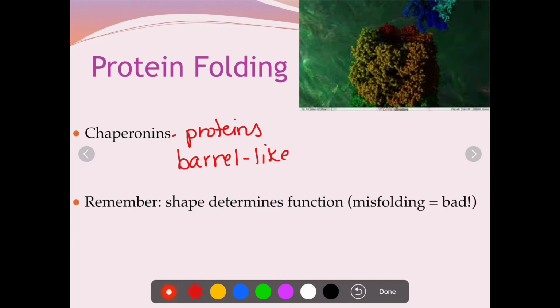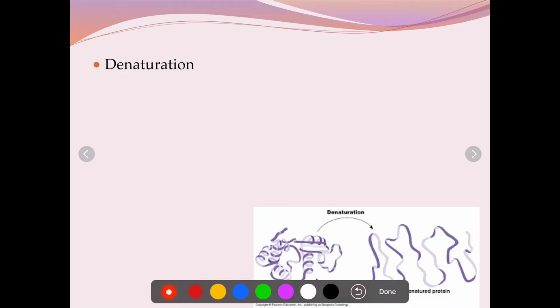And they're very barrel-like. So they basically exclude the outside environment and just let the protein interact with itself in a way that it will fold properly. Everything about protein comes down to its shape. If it is the wrong shape, it will not function. That's bad. So let's take a minute and take a look at what can happen if your proteins get screwed up. This is my favorite stuff right here, okay?